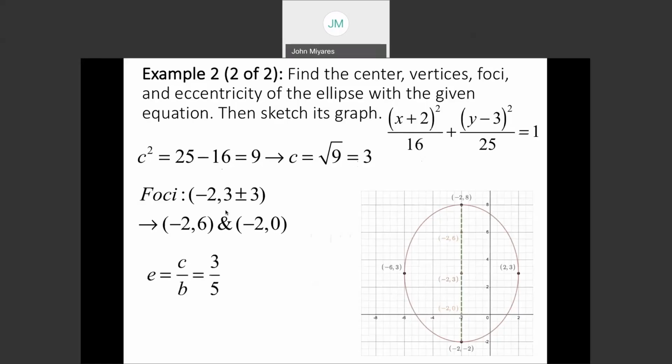Finally, we have the eccentricity computed as c divided by the length of the semi-major axis, which this time is the b value. So now our eccentricity is 3 over 5, or 3/5.